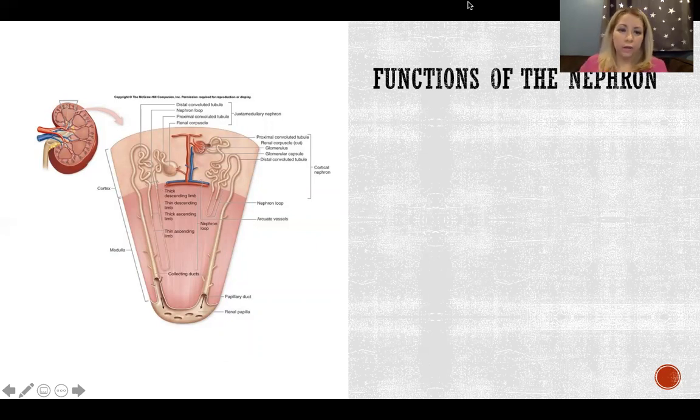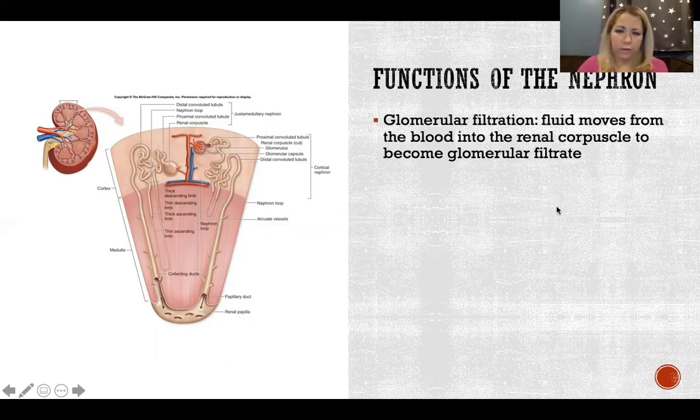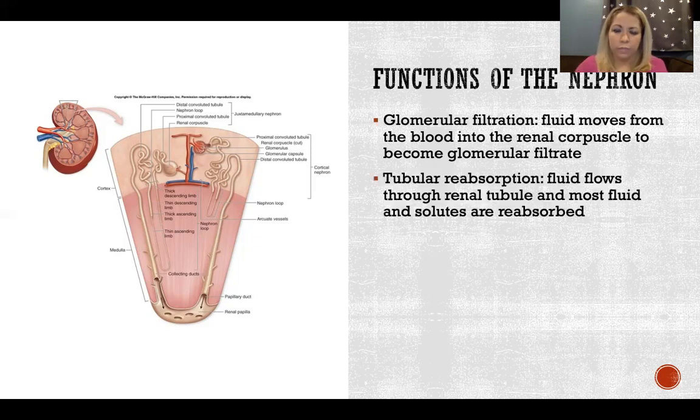Functions of the nephron. Overall, the function is to filter the blood and produce urine. But to do that, there are a few very specific functions that it needs to accomplish. First, glomerular filtration. That's when fluid moves from the blood into the renal corpuscle to become glomerular filtrate. I'm going to do a whole separate video just discussing how that happens. So that's step one, removing fluid from the blood to be filtered.